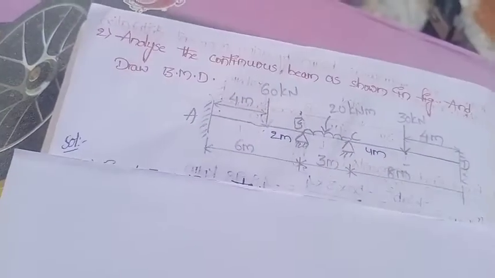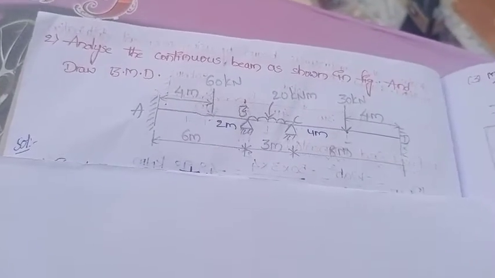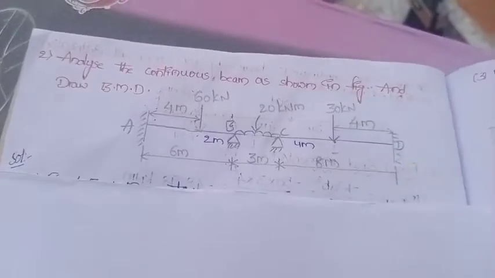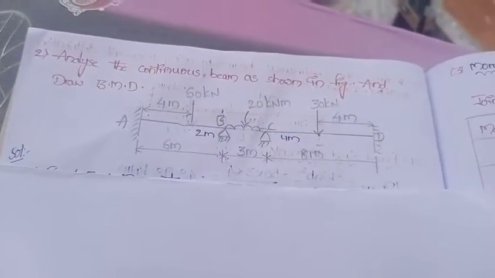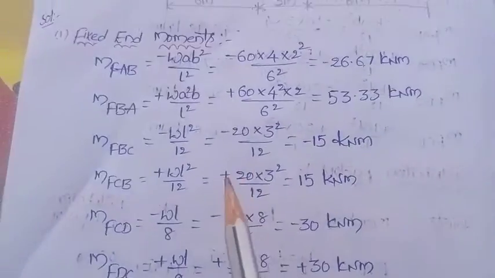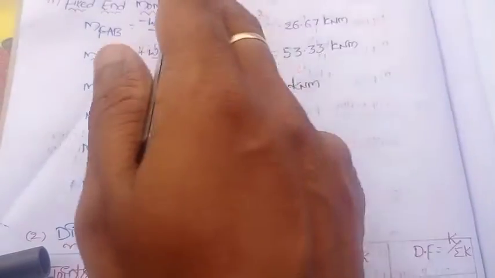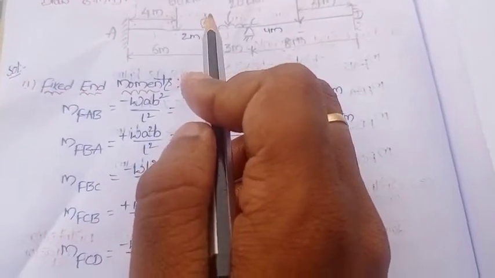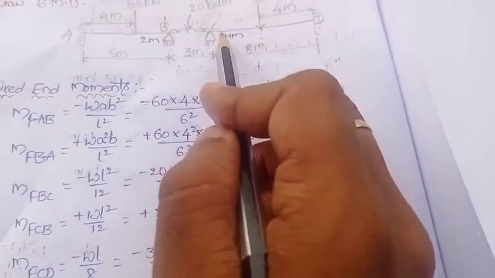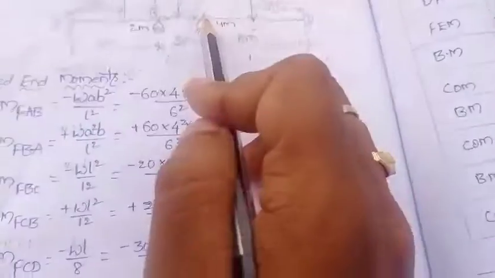So this is the given beam. Analyze the continuous beam as shown in the figure by the moment distribution method. In the moment distribution method, step 1 is fixed end moments. Find out the fixed end moments for all members: MFAB, the fixed end moment for AB, and for BA, for BC, for CB, for CD, and for DC.